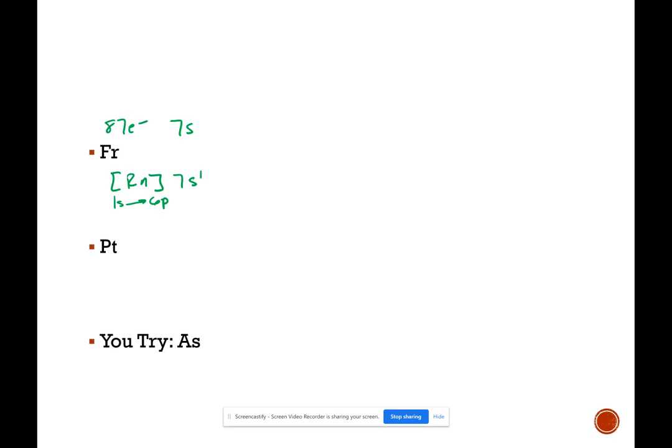Alternatively, you could think about it as radon has 86 electrons, francium has 87, so you need one more. So you don't need all the extra stuff. This right here is the abbreviated configuration for francium.